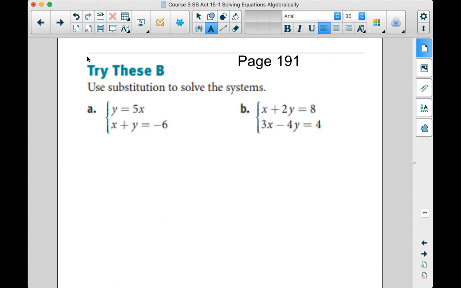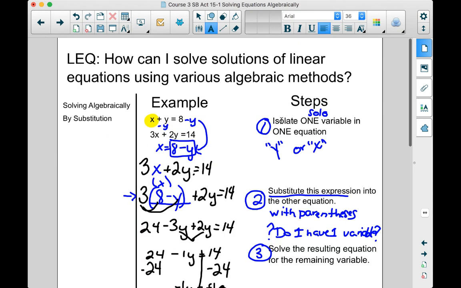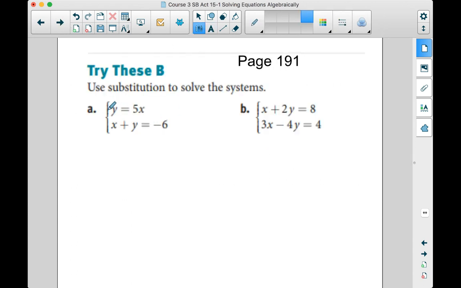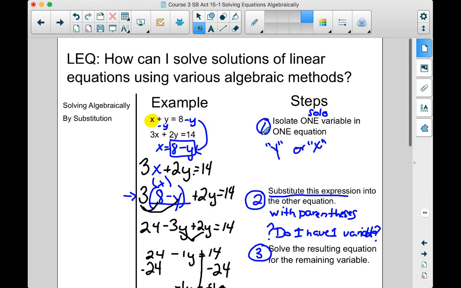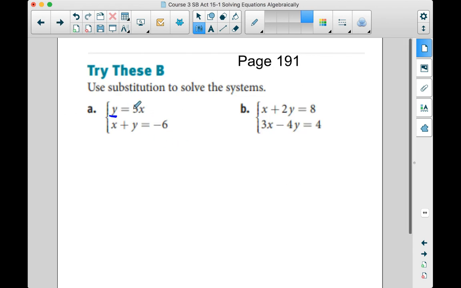Great. So let's jump from our notes and go back into page 191 under the Try These B, and we're going to do 2 more examples together. So for our first example, we're going to go back and forth between our steps. The first step is to isolate one variable in one equation. If I look at this first equation right here, I notice that I already have a variable isolated. So I don't have to do anything in my first step. It's already done.